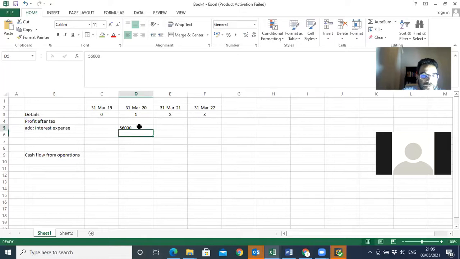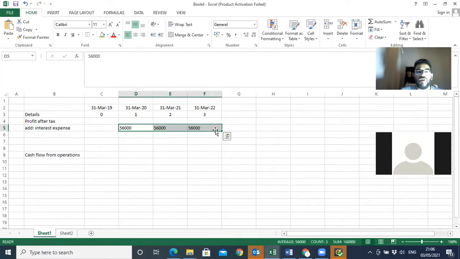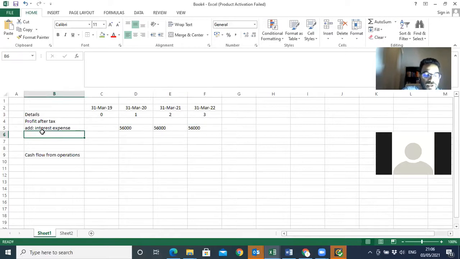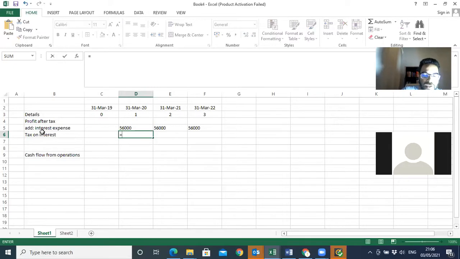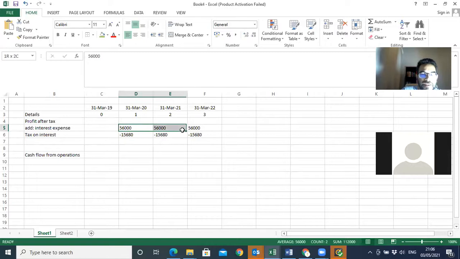56,000 rand. Now, free cash flows, we want it from an operation amount, but remember we want it an after-tax operation amount. So therefore, we take tax into account. So tax on interest. By increasing profit after tax, we will be reducing our profit. So it's going to equal, I think the tax rate was 28%. So it's going to be minus that times 28%. So what we're taking out is the net interest amount after tax.